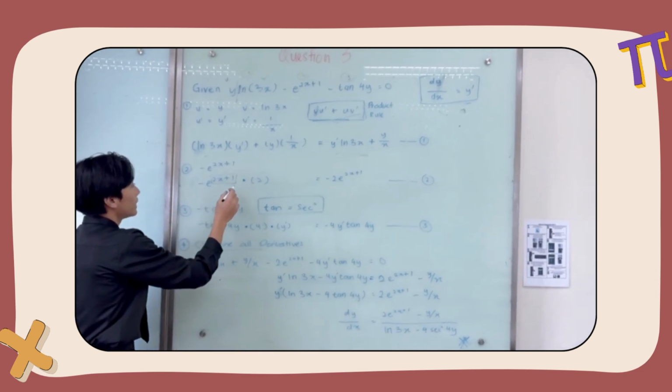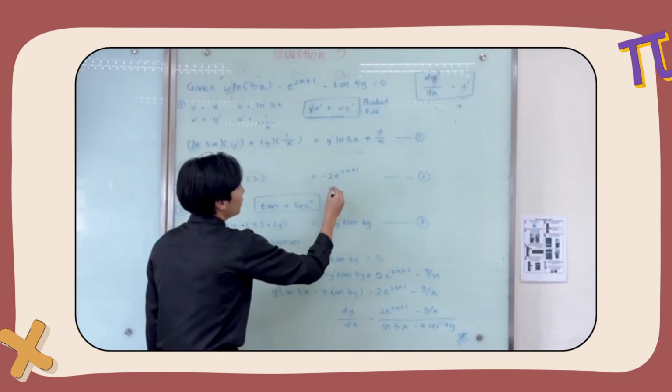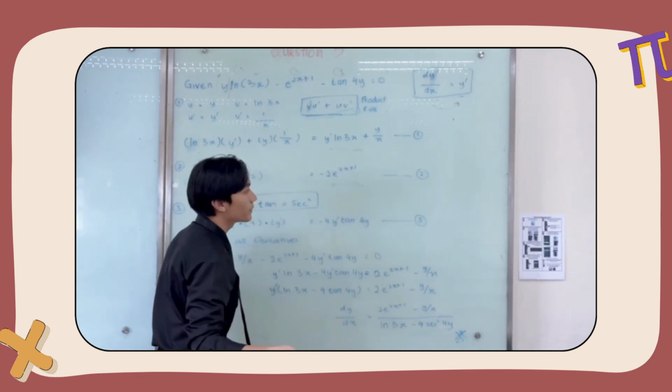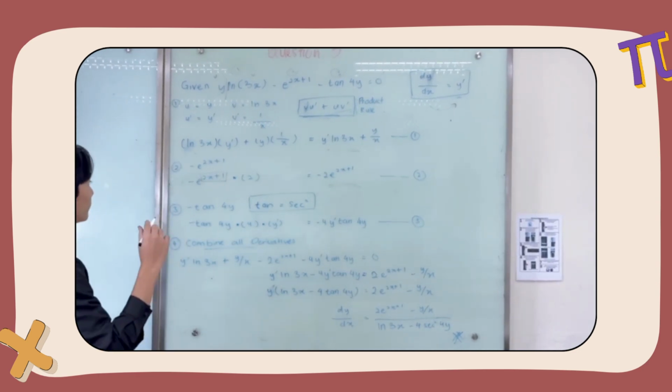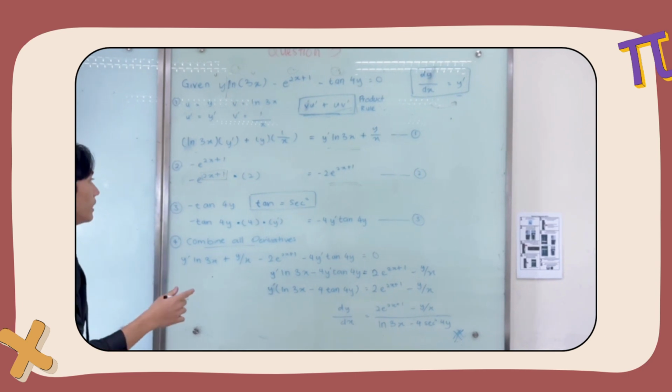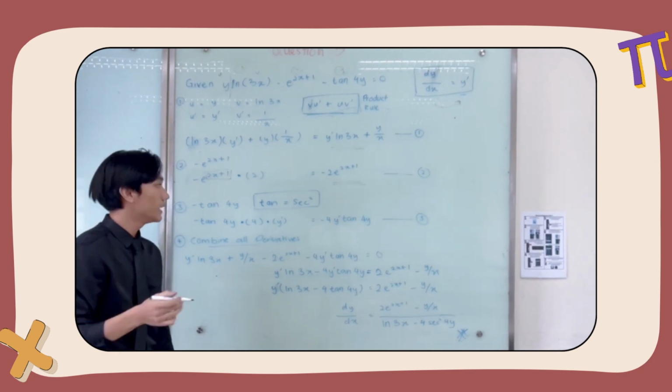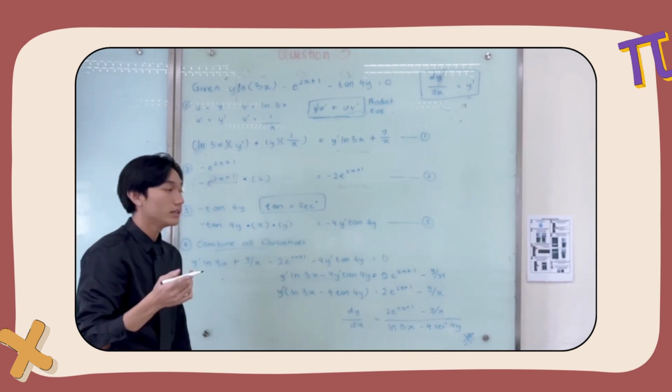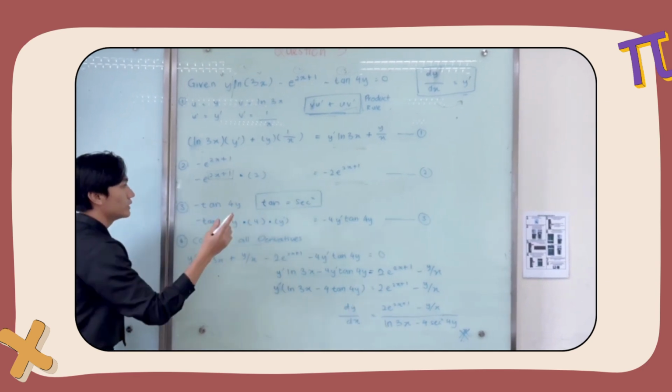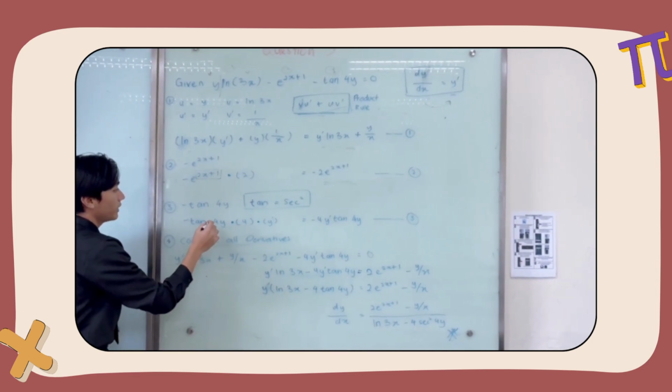So we need to multiply by 2 and then we get an answer for the second term. For the last term, negative tan for y. Alright. For the table summary, tan is equal to sec power. And then we just convert tan to sec power and we rewrite back.